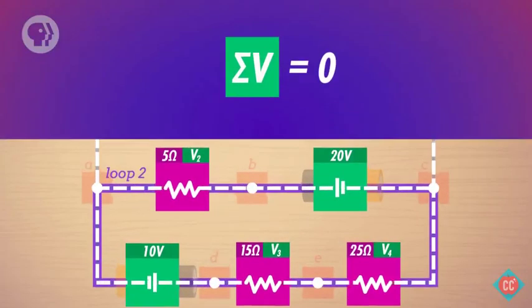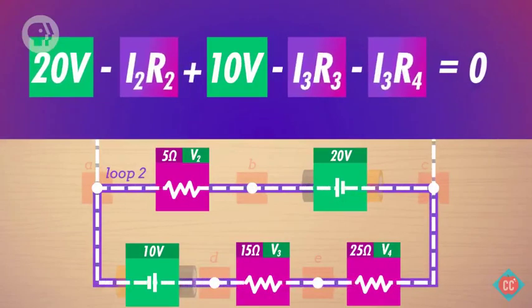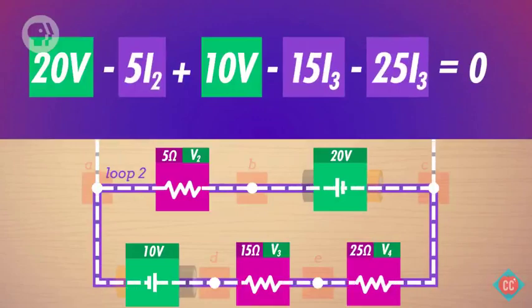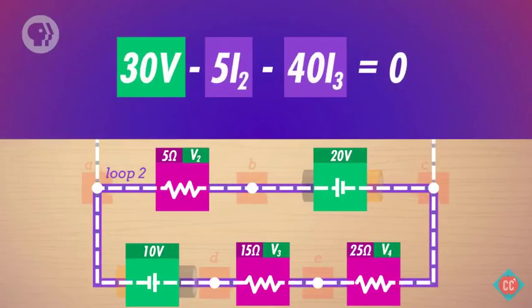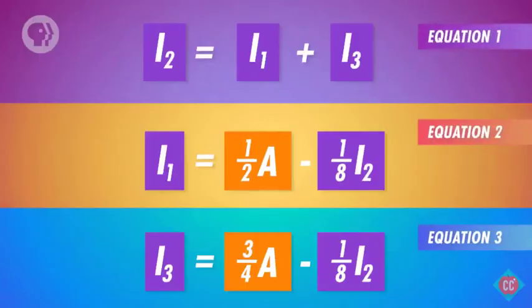Now you want to do the same thing you did for the first loop, which is to sum up all the changes in voltage to 0. And then you just substitute Ohm's law in for every resistor's voltage to get terms of current and resistance. Now you have this third equation, which we'll call equation 3. So at this point, you have the three equations you need to solve everything.